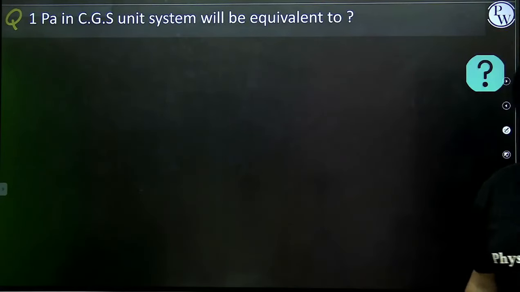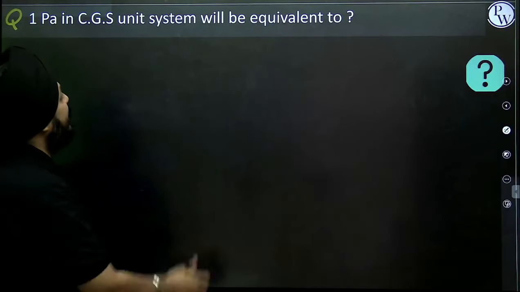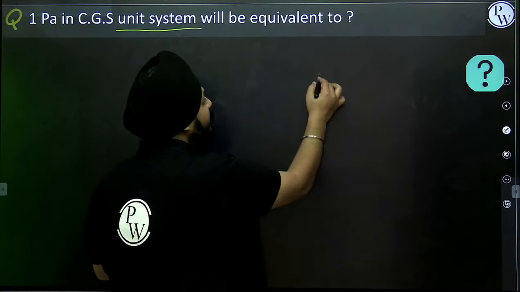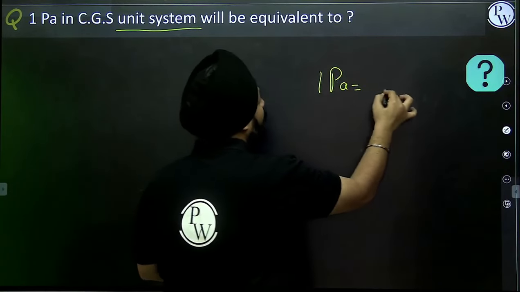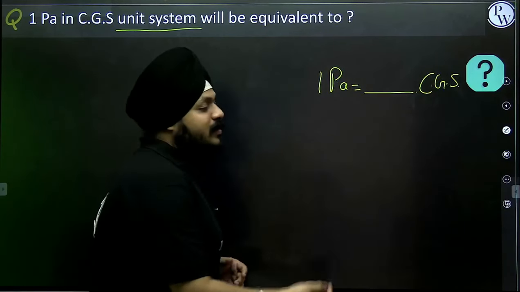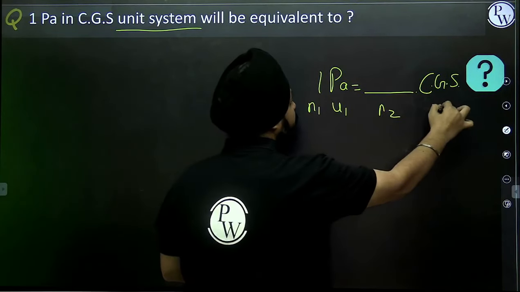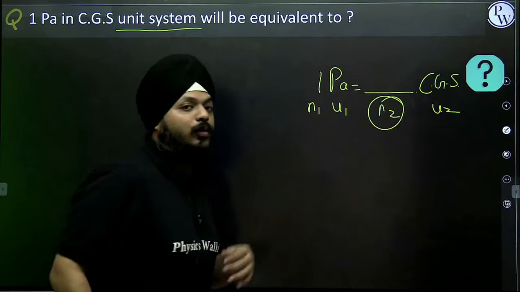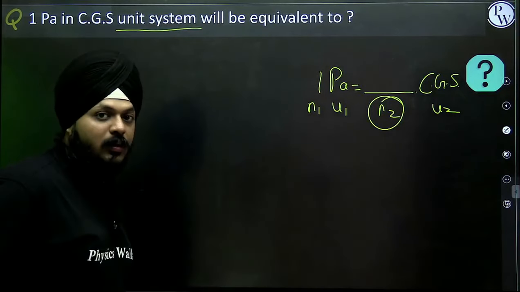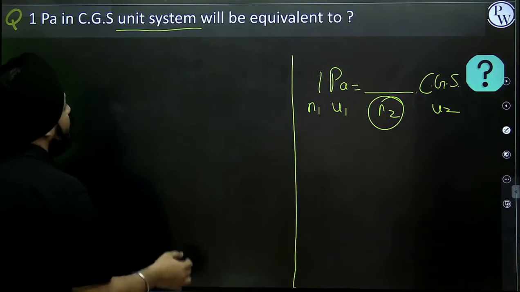How can we represent this? Okay, this is a very simple example: 1 Pascal in the CGS unit system. Unit conversion. We need to represent 1 Pascal in CGS. Now this is N1, this is U1, this is N2, and this is U2. We need to calculate the value of N2. In another sense, we can also have a very simple approach.